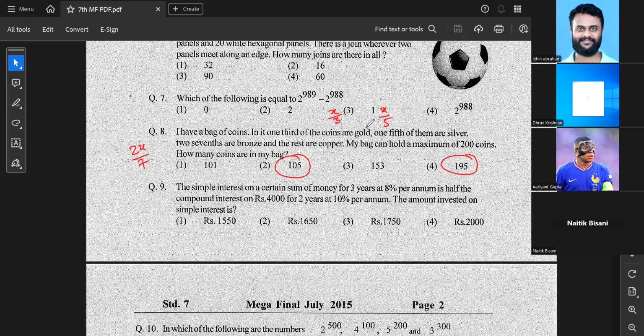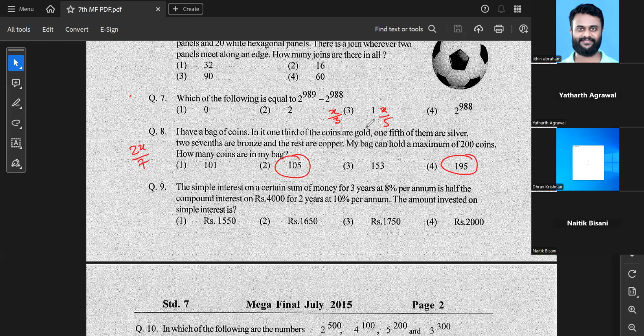Sir, it should also be divisible by 7. Then 105 will come. Correct. Hold on. Yes, 105 is the answer in this case. I agree with you. But there is one more catch. That number need not be divisible by 7. The double of that number should be divisible by 7. That is the condition. I hope you are understanding. 2X should be divisible by 7, X divided by 7 is not given.